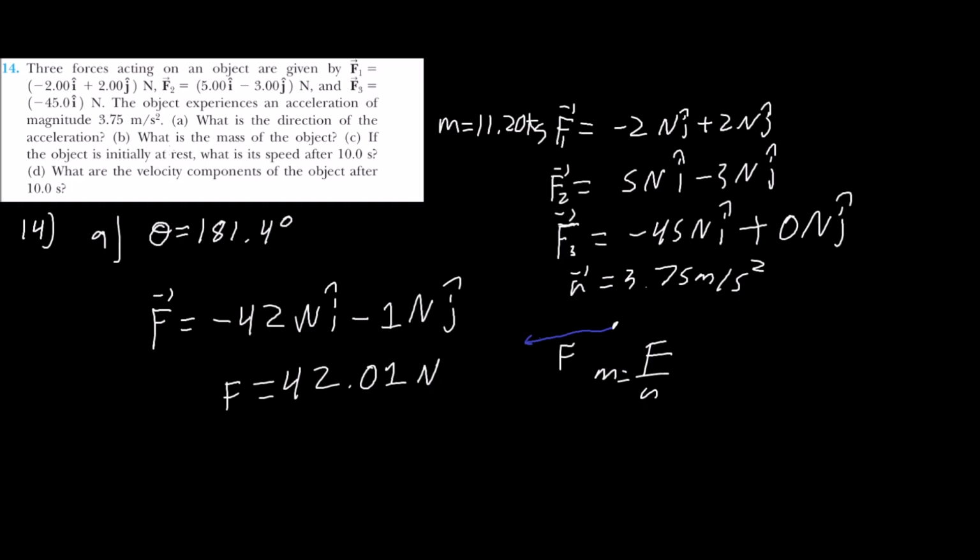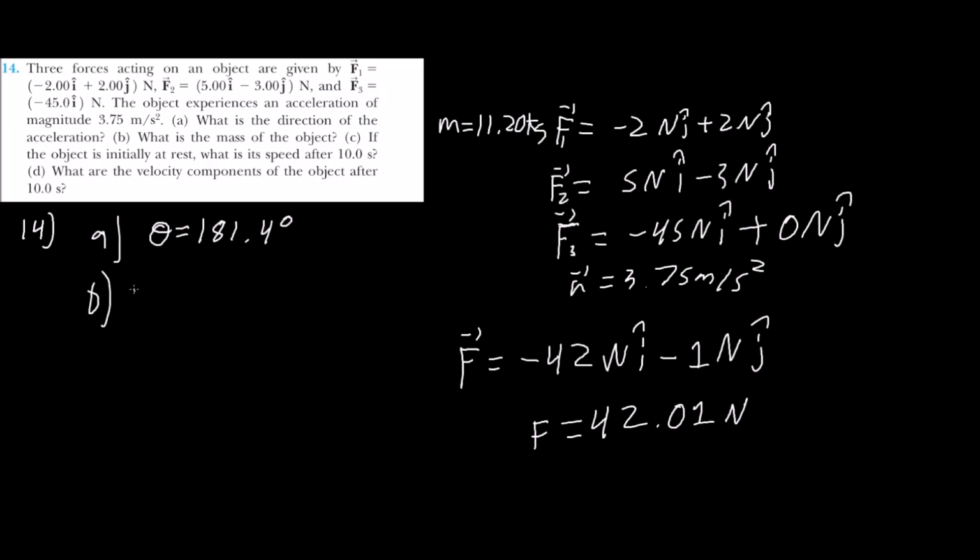What is the mass of the object? Well, once you get everything else, the mass of the object, I'm not even going to tell you how to solve for that. I'm already way too tired to even explain anything. 11.020 kilograms. Beautiful. All right, that's it.